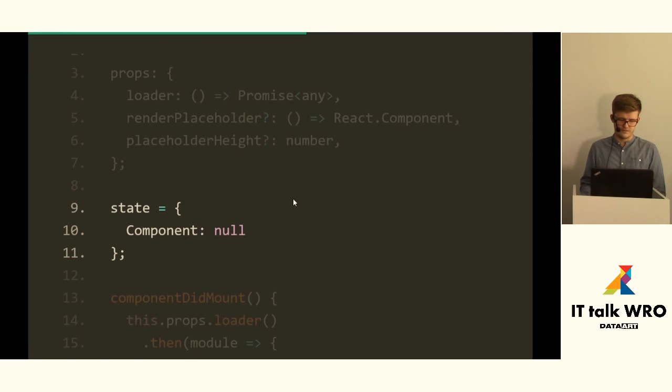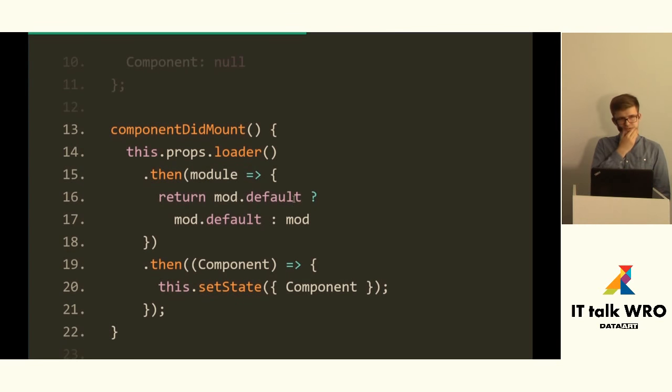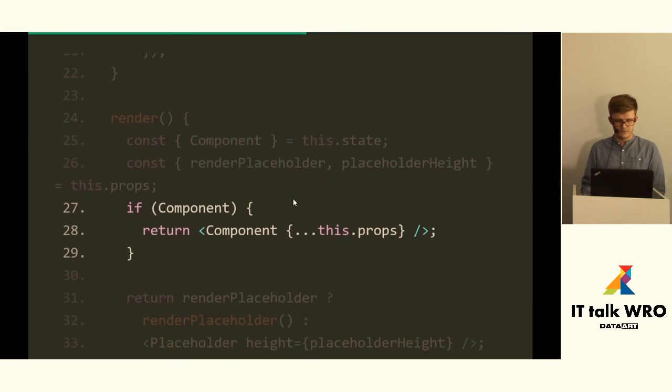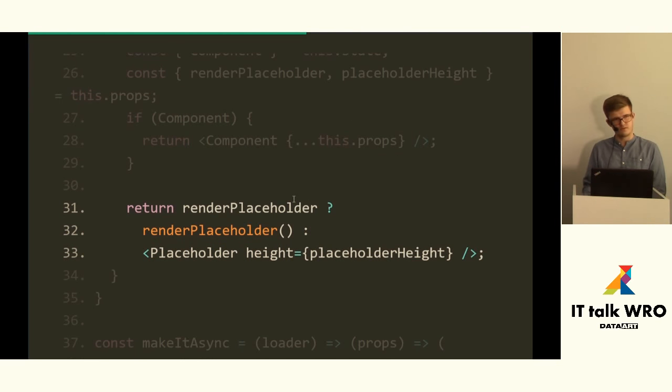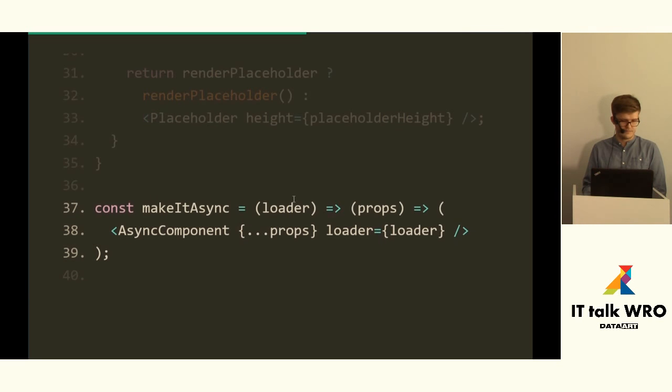We have a state, component, which by default equals null. Once the component mounts on a page, we start to load the code. We call the loader function, and when it's resolved, we set state. So render responds to this set state. If we have a component, render the component. If we don't have a component, render the placeholder if it's passed. Otherwise, render nothing.